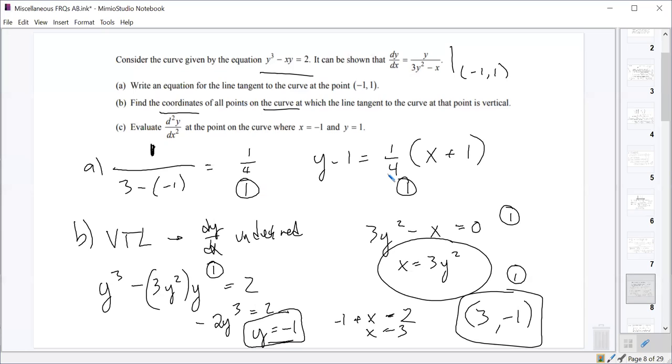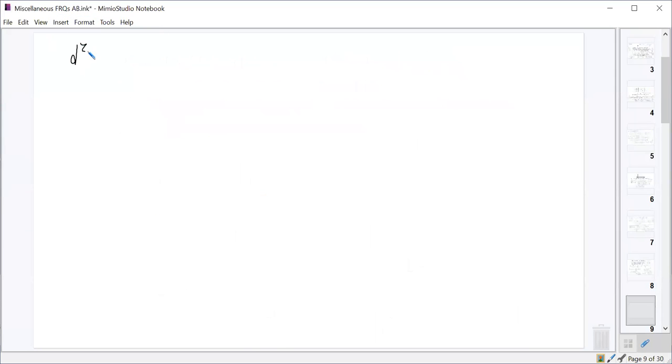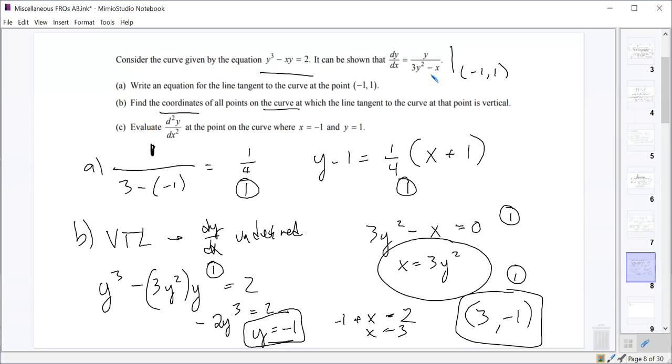All right. Part C, evaluate the second derivative at the point where x is -1, y is 1. So to find the second derivative, we'll have to take the derivative of that first derivative with respect to x. We'll have to use the quotient rule, exactly.